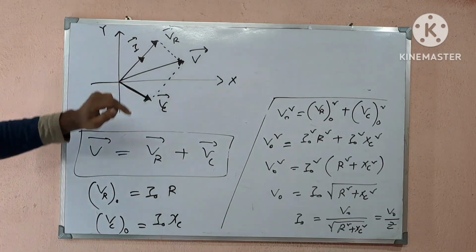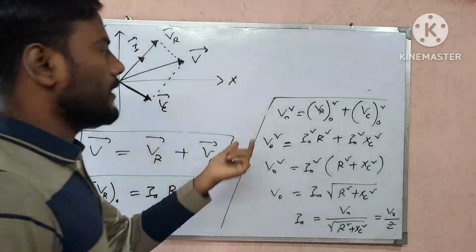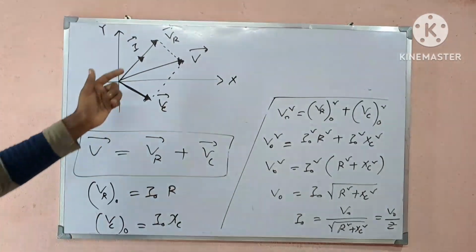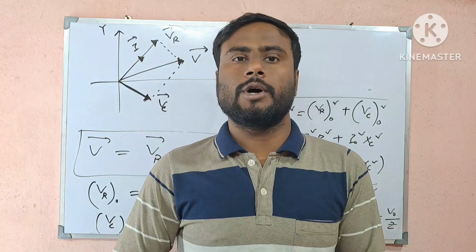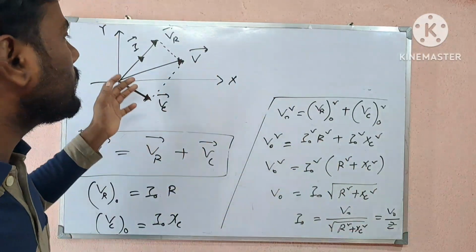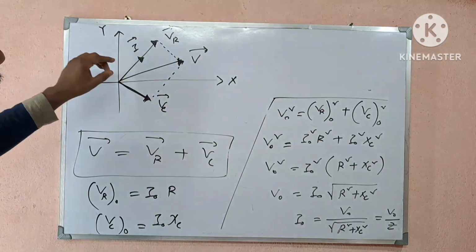Now from this triangle, if we apply the Pythagoras theorem, then the Pythagoras theorem is valid for mathematics. So here in the Pythagoras theorem we talk about magnitude. So what is the peak value or magnitude of the applied voltage?